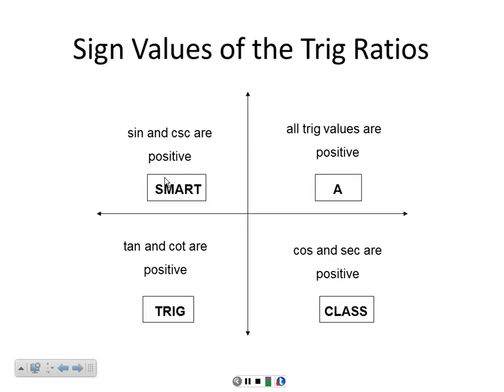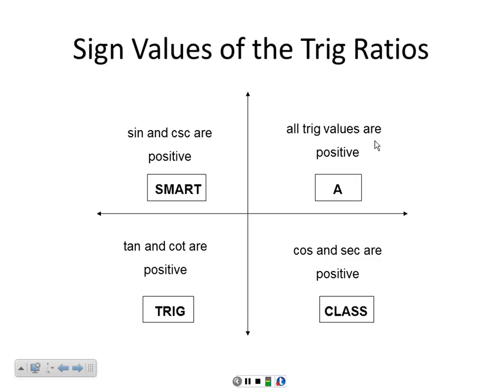Alright, so here is an easy way to know when things are positive and when things are negative. If you can remember A SMART trig class, that's going to help you tremendously, because from here on out, your signs have got to be correct. When I ask you to find the trig ratio or the trig function, your signs have got to be correct, because this is what this whole chart is about.